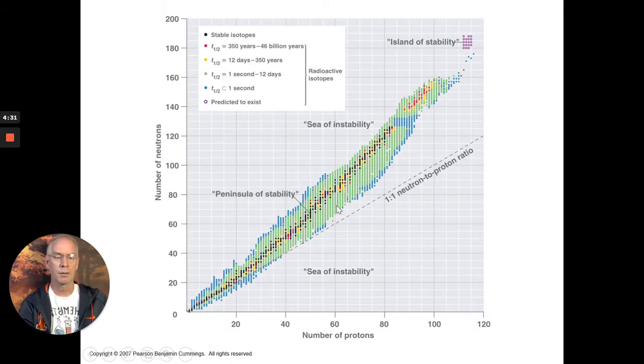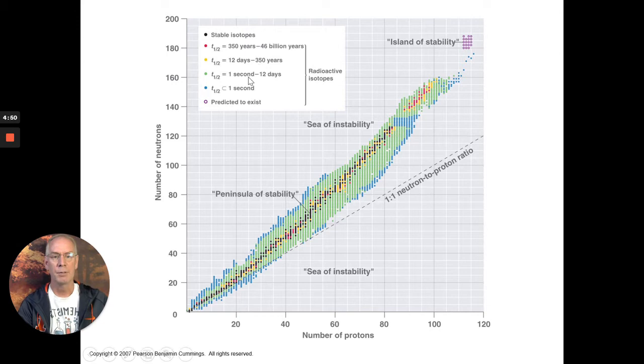This one shows a little bit greater detail. I can still see the 1-to-1 dashed line. And here's the half-lives. So if they are in black, they are stable, right? And then as you go to red, they're stable from 350 years to 46 billion. I think that's still pretty stable. So red and black are pretty stable.